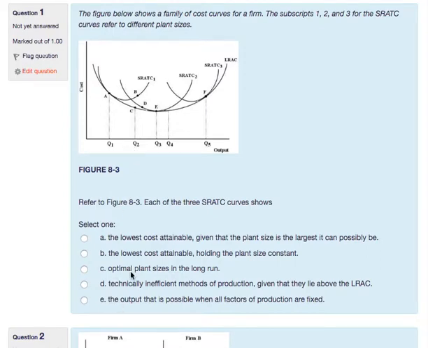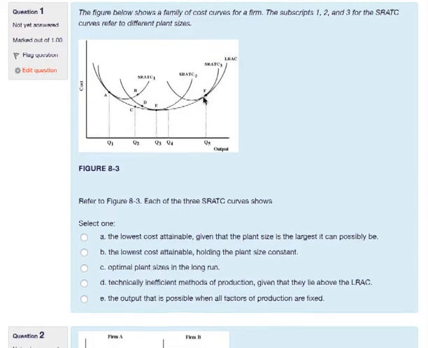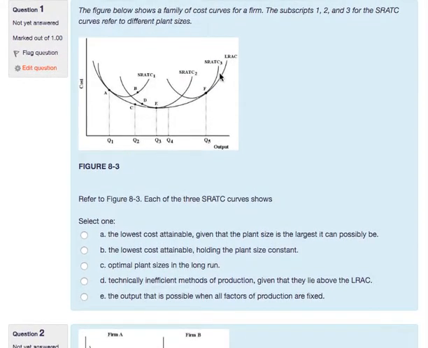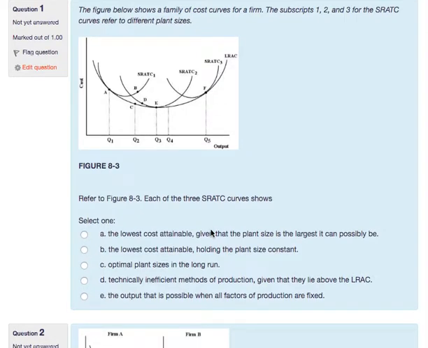Optimal plant sizes in the long run, it doesn't tell us that, other than the lowest points tell us that if you're just tangent to this LRAC curve for this output level, this would be the plant size that is the cheapest, so that's not the answer. Technically inefficient methods of production, given that they lie above the LRAC, is false. The output that is possible when all factors of production are fixed, that is also false.